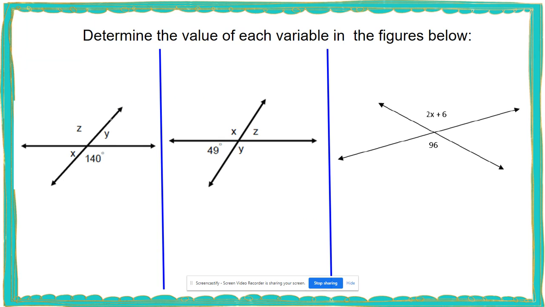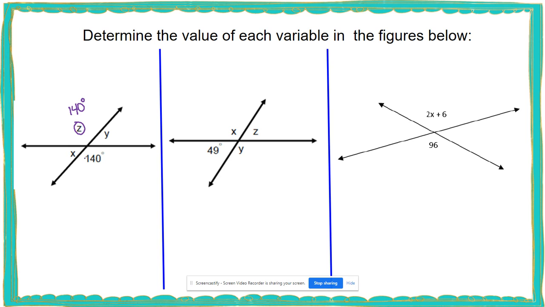Now we can use all of that information to find other variables. So let's look at this problem. In this problem, I have intersecting lines, which means I create vertical angles. Well, if I know that I have vertical angles and I know that this angle is equal to 140 degrees, then the angle that is opposite of it is also 140 degrees. Well, that angle is z. So I know that z has a value of 140 degrees. I also know that x and y are vertical to each other. So if I find either x or y, then I know the other angle because these two angles are going to be congruent to each other.